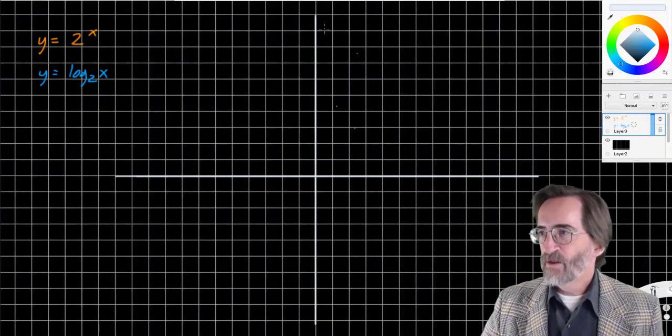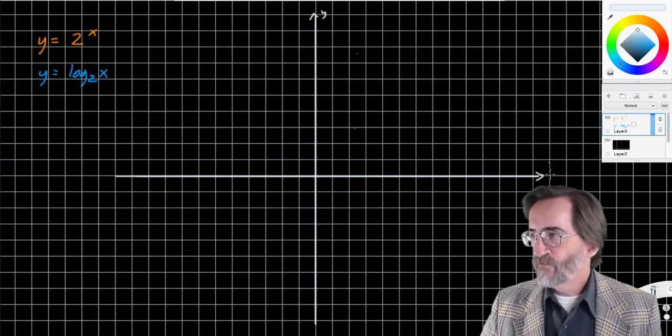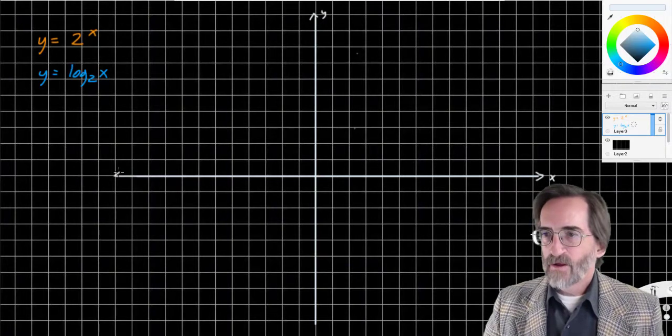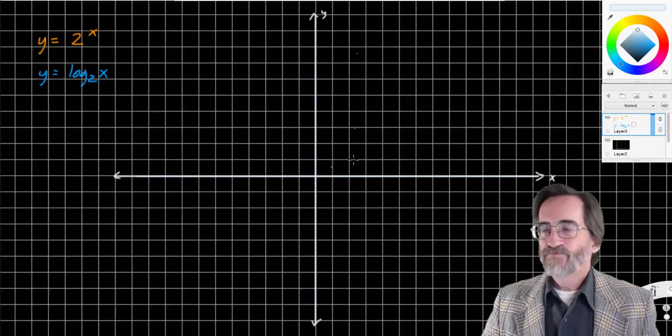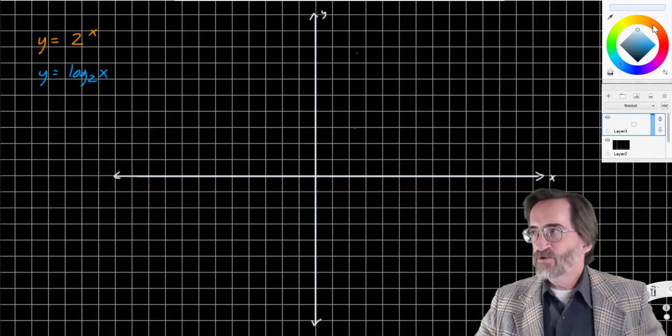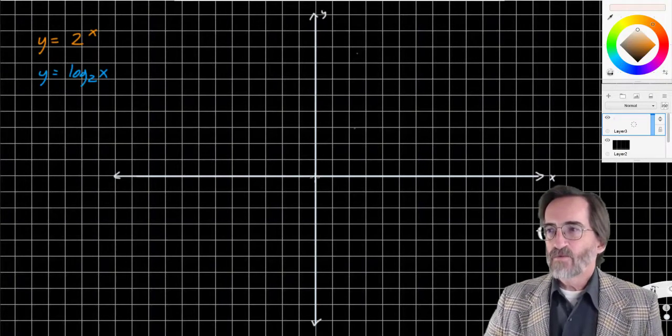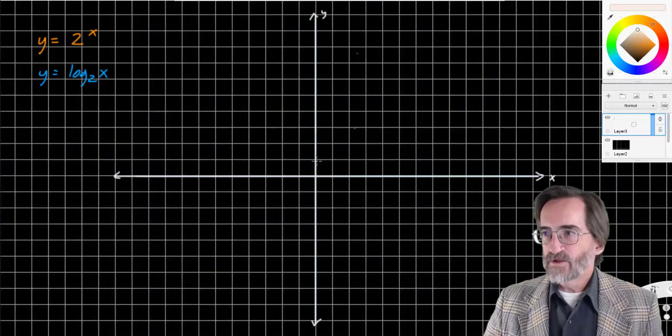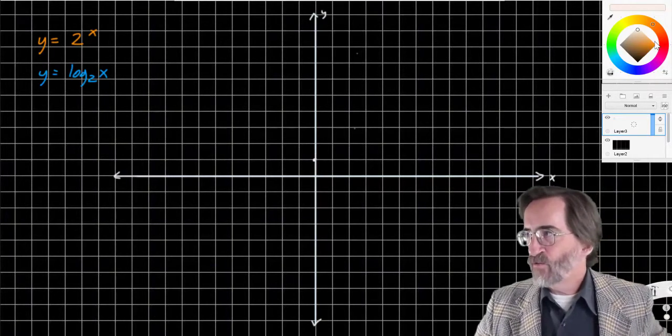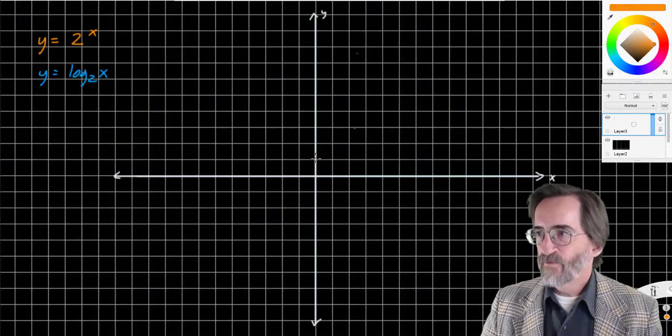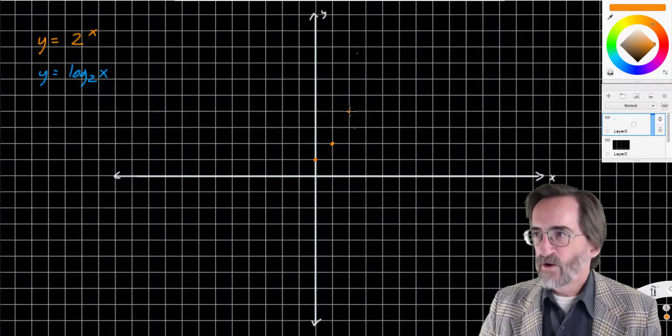So here's my x-axis, my y-axis. All right, and let's graph y equals 2 to the x. So y equals 2 to the 0 is 1. Anything to the 0 power is 1. Y equals 2 to the 1 is 2. Y equals 2 squared is 4. Y equals 2 cubed is 8. And that's about as far as we're going to get.